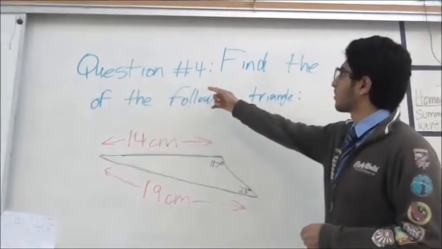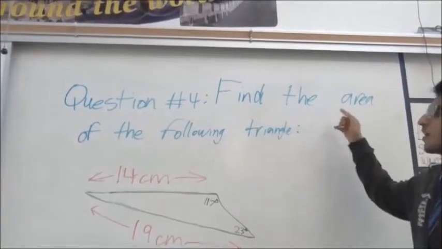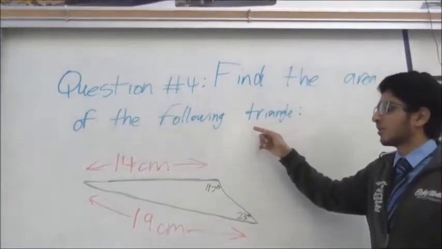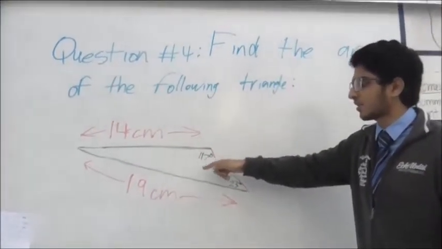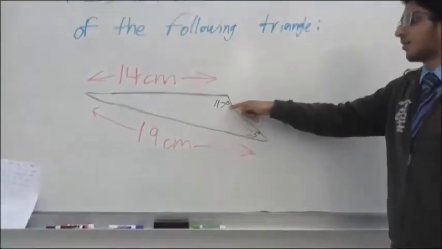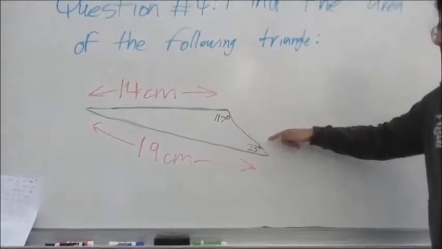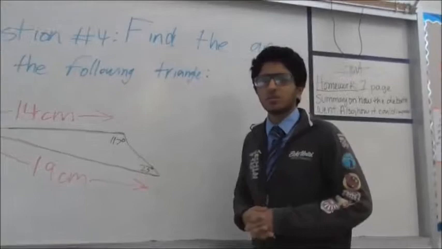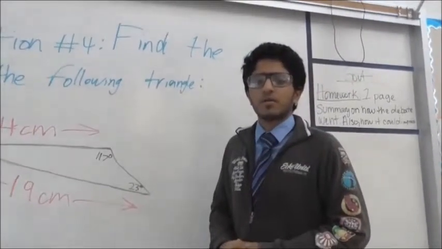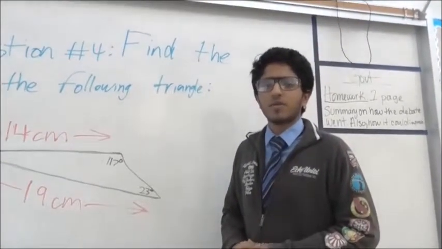So question number 4, you need to find the area of the following triangle. This side is 14 centimeters, this side is 19 centimeters, 117 degrees, 23 degrees, and I'll give you a hint. You should use the formula I gave in your notes.